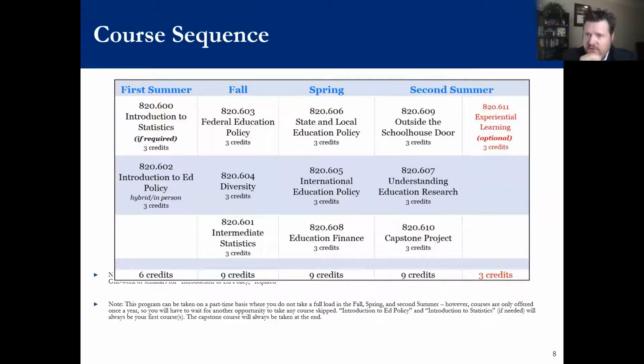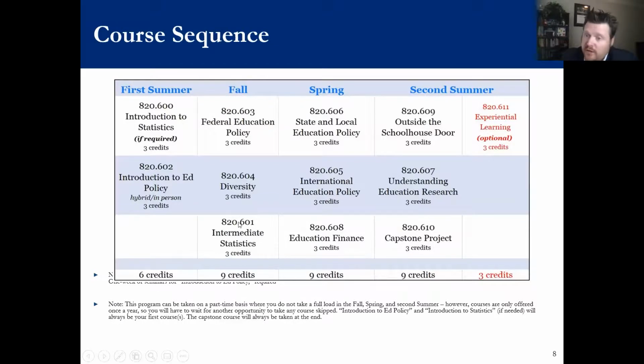What I think is unique about this sequence that you may not see in other education policy programs is the 3 research courses that you would complete as part of the sequence: Introduction to statistics, intermediate statistics, and understanding education research. One of the primary goals of our program is to ensure that not only are you a critical consumer of education research, but that you also can be a contributor to the education research process. So as part of this, we want to ensure that you have the systematic training to engage in research, to identify research that is credible, and to use that credible evidence in your education policymaking positions after graduation.